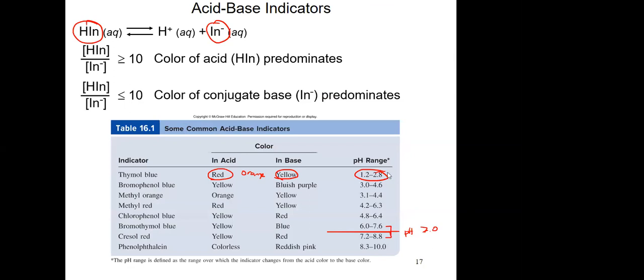Or we could say, since pH 7 is within the range, we can use all of them that change from 4 to 10. The exceptions here are thymol blue, bromophenol blue, and methyl orange, because they're usually what? Less than 7. But if you look at methyl red and all of the above here, you can use them.